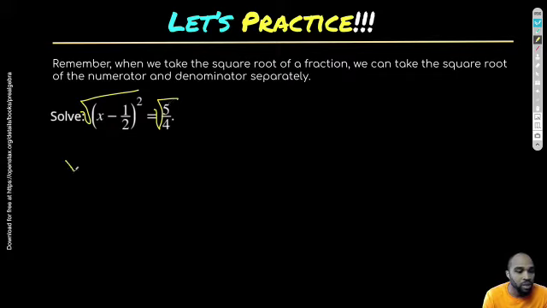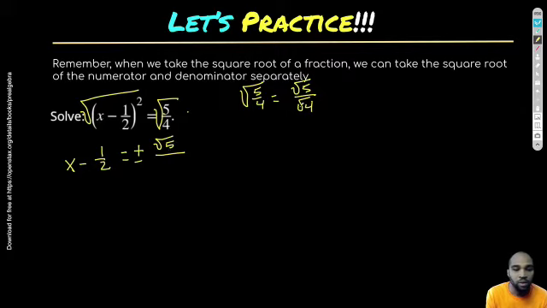This leaves me with just x minus 1/2 equals, so what is this the same thing as? Well, the square root of 5/4 is the same thing as square root of 5 over the square root of 4. Well, what is the square root of 5 and square root of 4? That leaves me this plus or minus, don't want to forget that, square root of 5. The square root of 4 is just 2. So I'm left with just that. Now I have two problems to work.